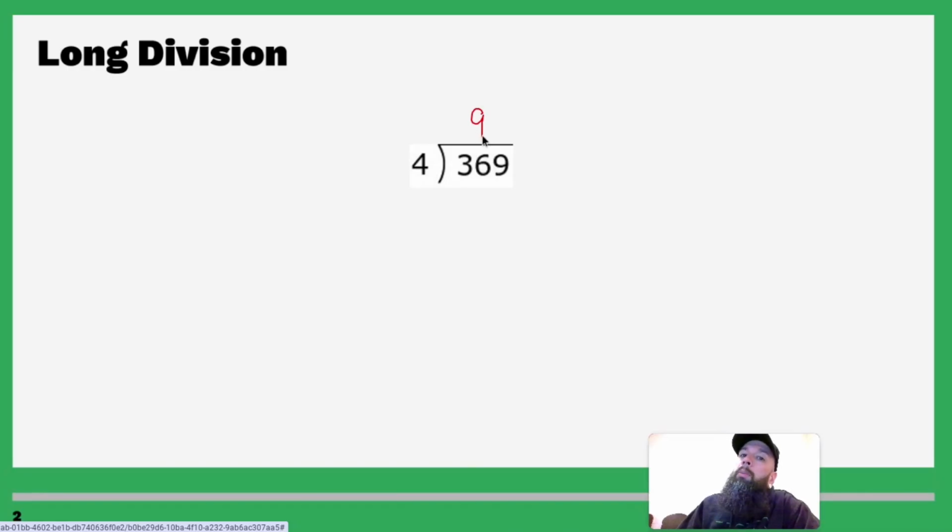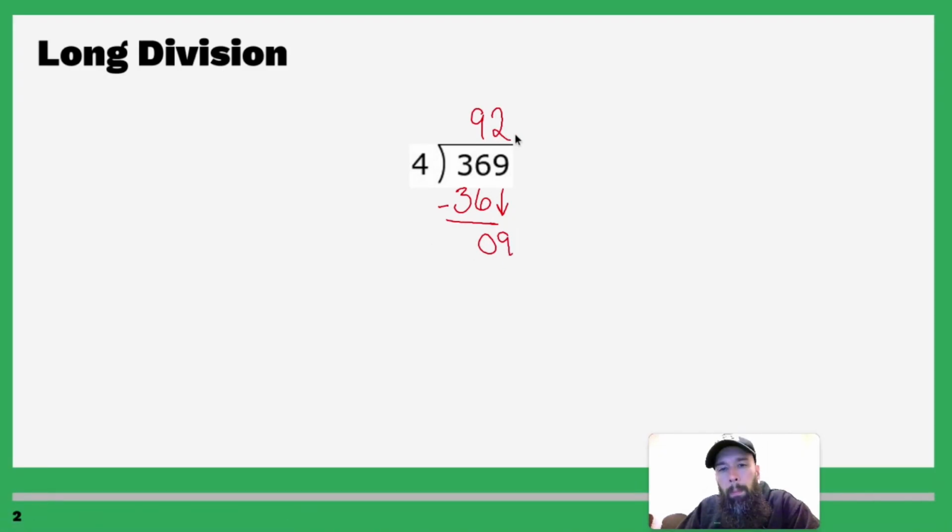Once you have your number up there, you multiply 9 by 4 and write that product underneath. So 9 times 4 is 36. Once you have that number written down, subtract. 36 minus 36 is 0. Then you drop down the next number and you repeat the process. 4 goes into 9 2 times. So you write out 2. 2 times 4 is 8. Subtract. 9 minus 8 is 1. So we get 92 remainder 1.